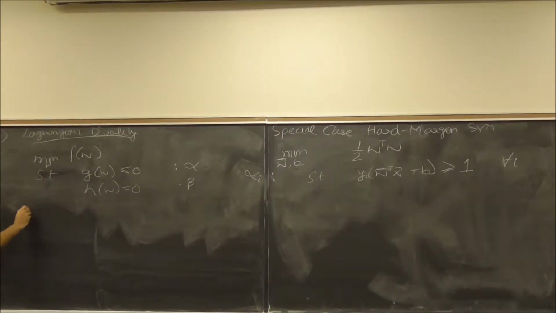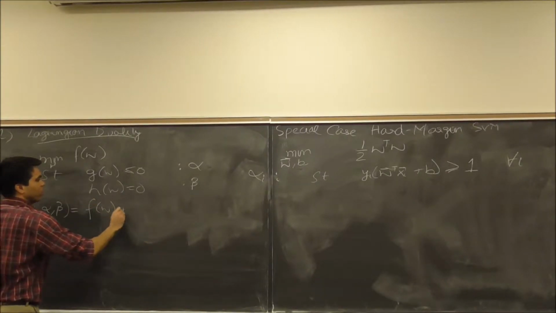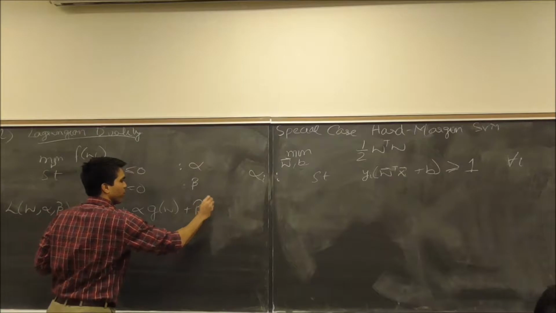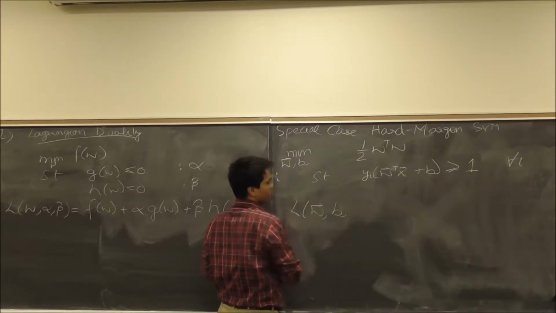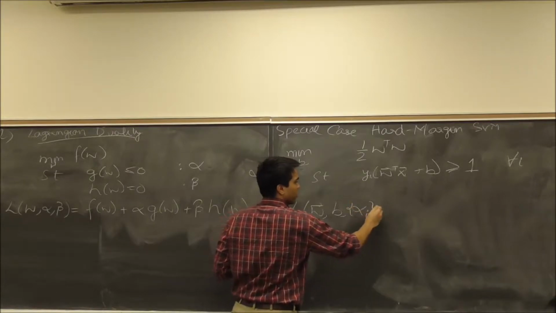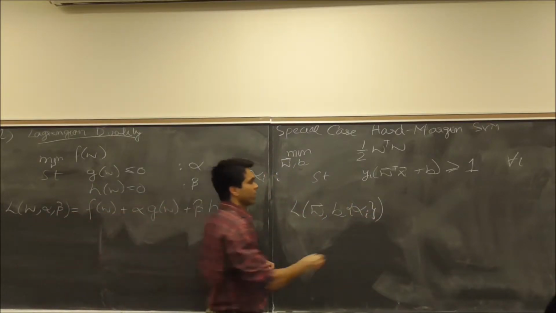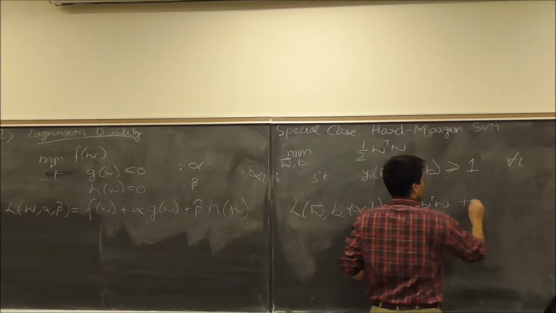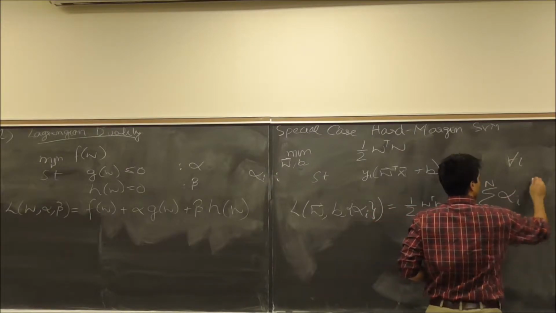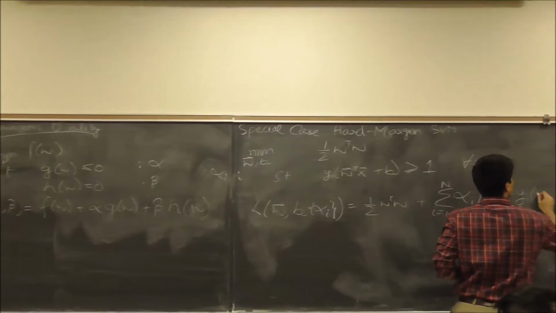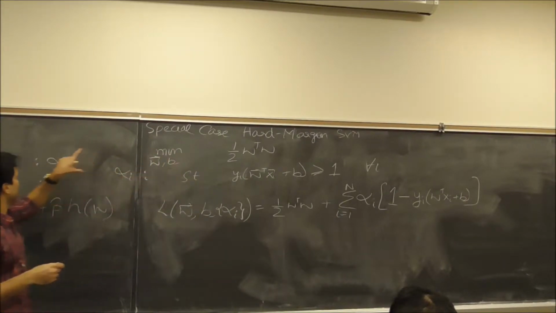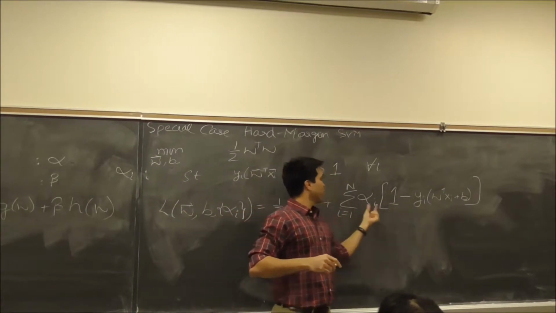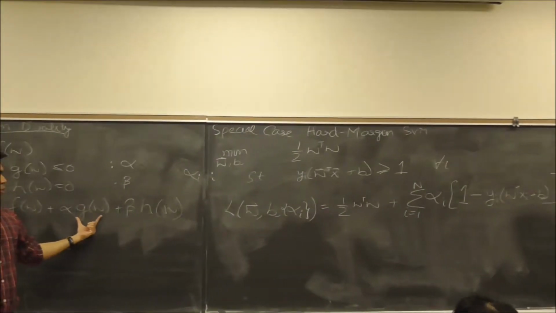We've written down a Lagrangian L of w, alpha, beta, which is just f of w plus alpha times g of w plus beta times h of w. Here the Lagrangian would be a function of w, b, the primal variables, and the alpha_i's, alpha 1, alpha 2, all the way to alpha n. It becomes half w transpose w plus the summation over i equals 1 to n of alpha_i times (1 minus y_i (w transpose x_i plus b)). I just converted the greater-than-or-equal into a less-than-or-equal, which is why there's the 1 minus, and then there's an alpha, which is the multiplier. That parallels the general step.